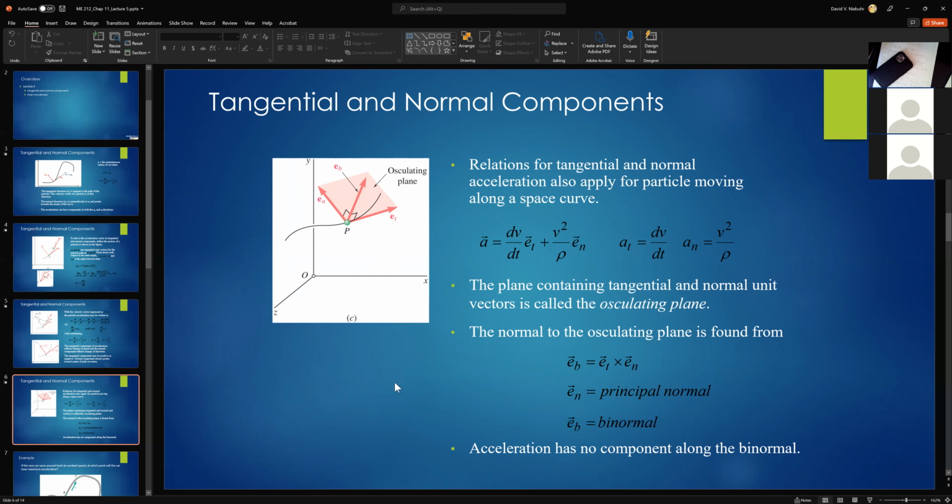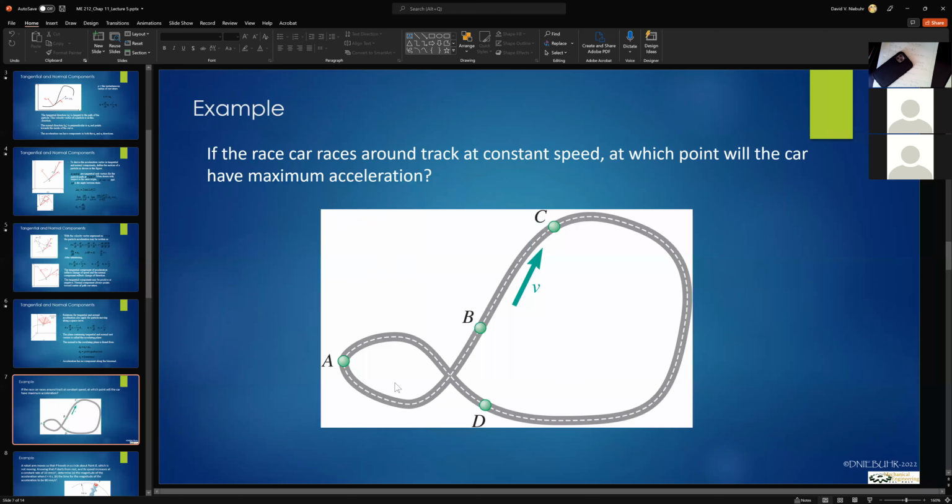We haven't even gotten to polar coordinates yet. We'll get to those on Wednesday. But this conceptual question says, if you have a race car going around a track at constant speed, at which point will the car have maximum acceleration? At constant speed, dv/dt is essentially 0, so the only acceleration we have is in the normal direction. That will occur where the radius of curvature is the smallest, and that would be part A.